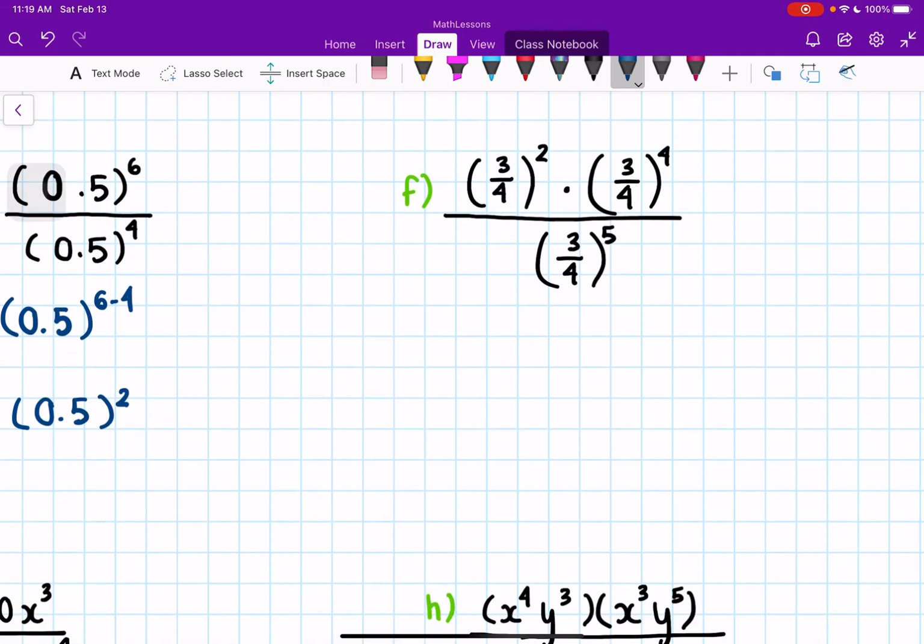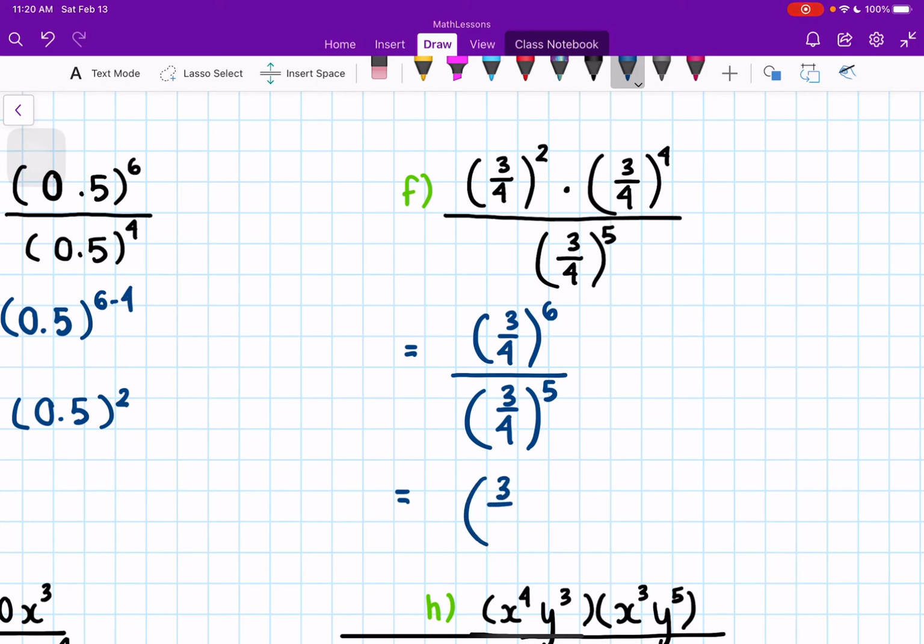So at the top, we have 3 over 4 to the power 2, and then times 3 over 4 to the power 4. So that is same base multiplication. And when we work that out, we're going to get 3 over 4 to the power 6. And then we have our denominator that we haven't dealt with yet, and that's 3 over 4 to the power 5.